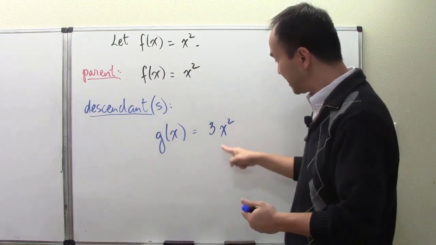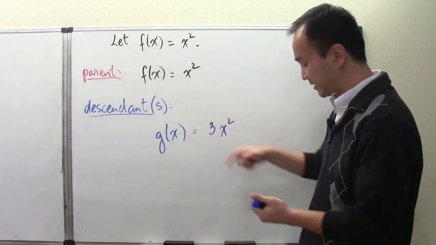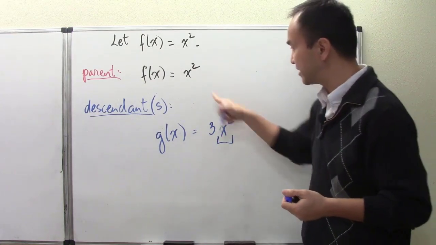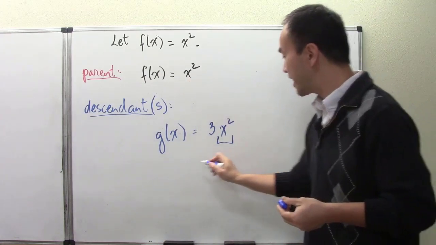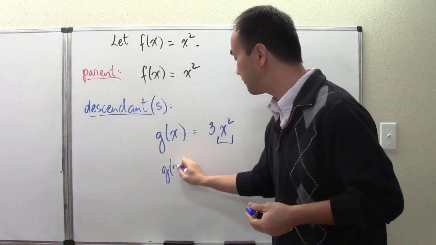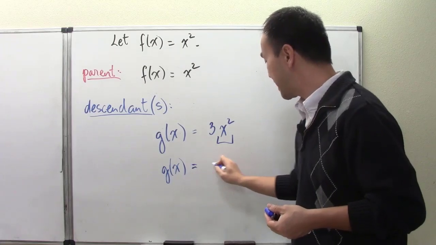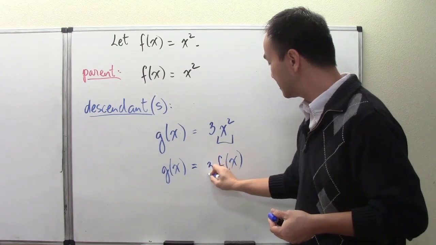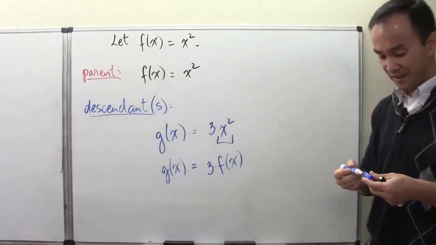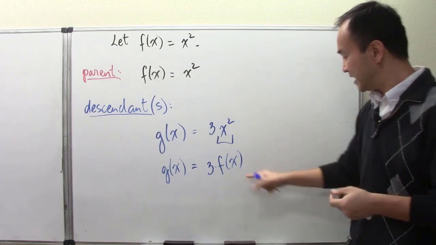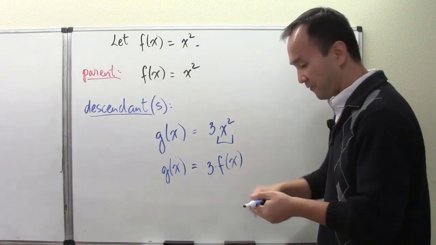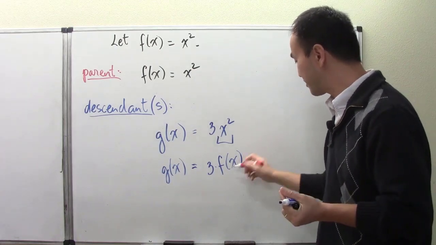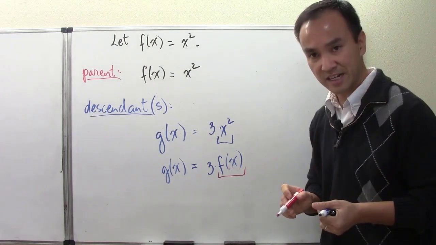What I recognize here is that this g of x is defined as, hey, wait a minute, this x squared right here, isn't that the parent function? So in the way I see it now, g of x really is defined as the parent function multiplied by a constant 3. Okay? And at this point, this parent function here, allow me to underline that to have your attention specifically focused on it. Okay, so that's the parent function.